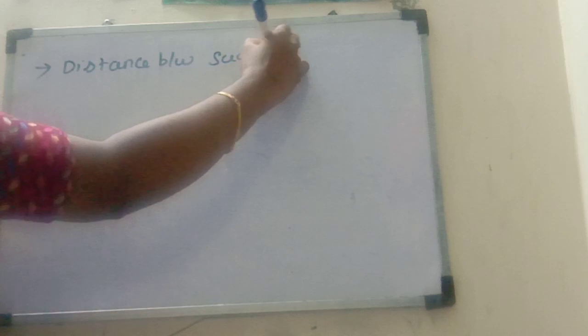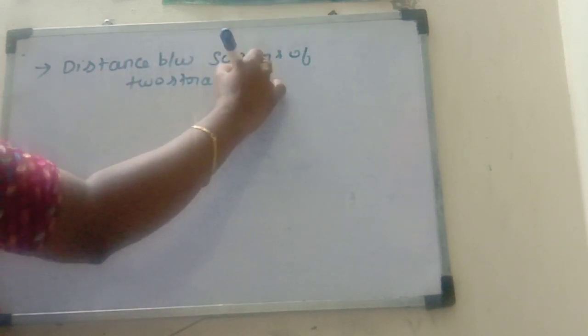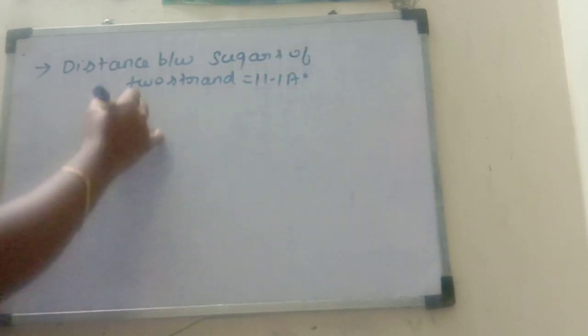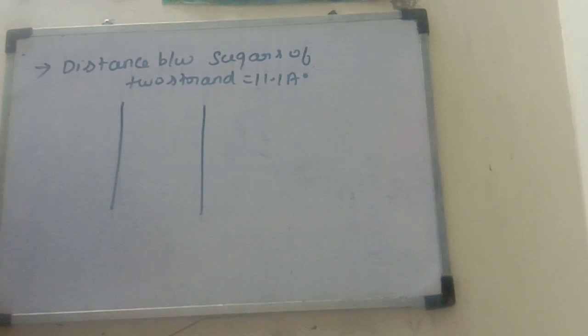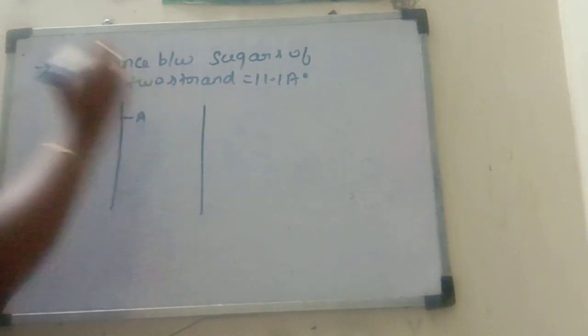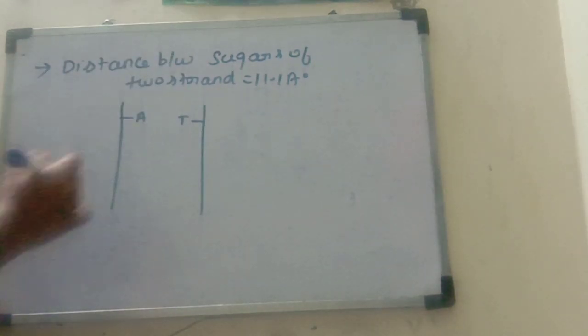One more feature: distance between the sugars of the two strands. That is 11.1 Angstrom. For example, if you take this as one strand and this as another strand, and here there is the nitrogen base A, and here in front of A the nitrogen base is T.